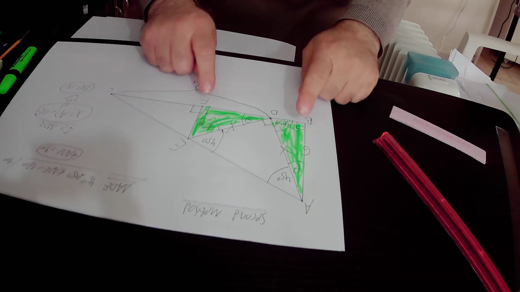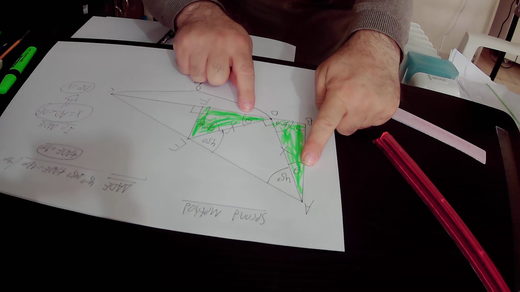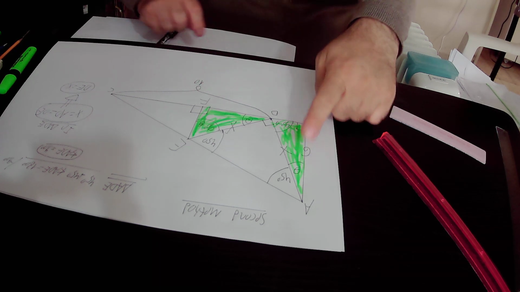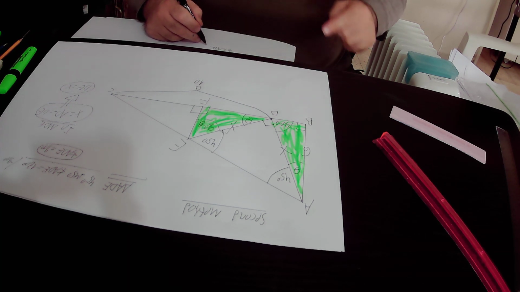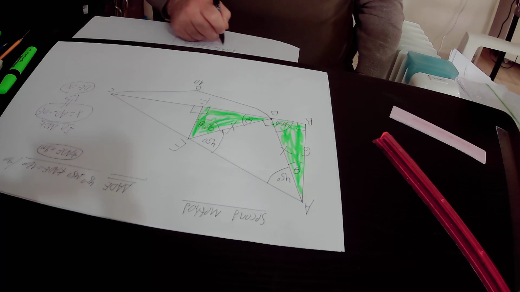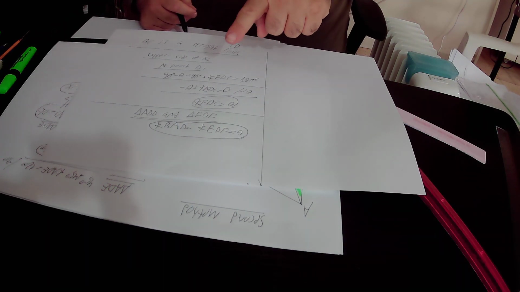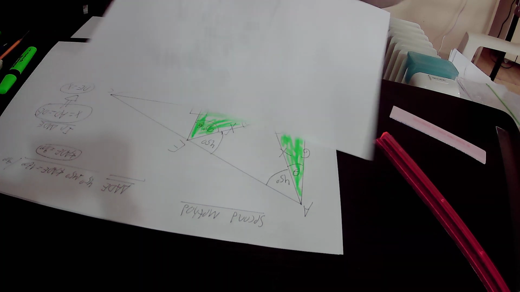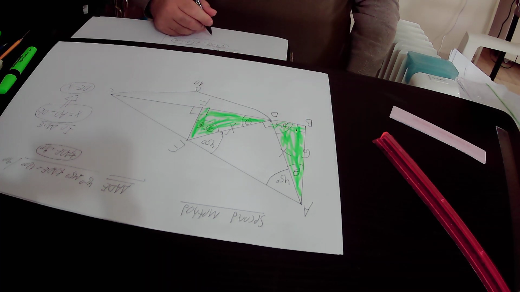So, why are those two right triangles congruent to each other? First of all, those two angles are equal to each other, they are both equal to theta. So angle BAD is equal to angle EDF, and they're both equal to theta. We also know that side AD equals side DE, and both sides are equal to X.